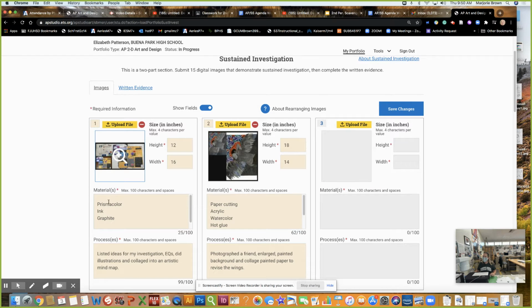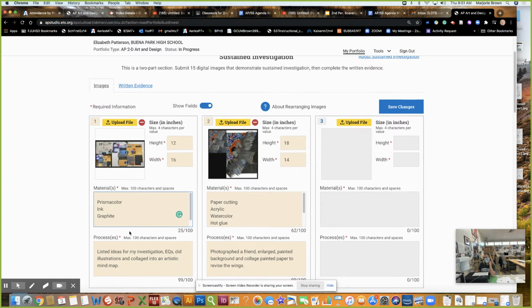So then she's going to list off her materials. I had her capitalize everything because I just thought it looked nicer and list it. I like the word graphite over pencil. I think that is a better term that sounds more professional. Same with pen. I prefer the word ink. Okay? So that's something that I'm just letting you guys know.